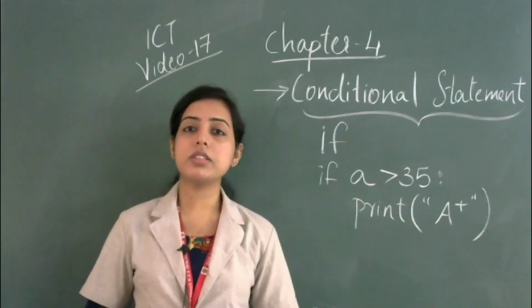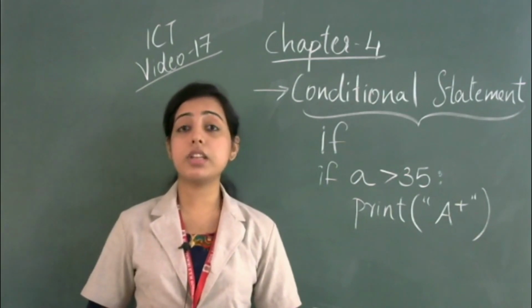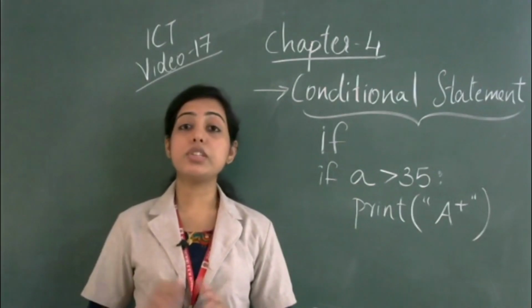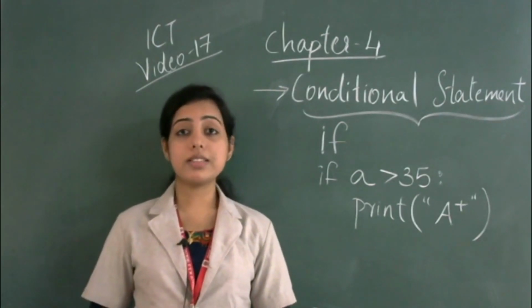So hope you are all clear about this session. In today's class we have discussed 2 small programs. One is how to find the sum total of angles of a polygon by using the equation s equal to n minus 2 into 180, using the eval function and input function. And the second program was examining the score to check whether you have scored above the required mark, checking whether that statement is correct by using a conditional statement called the if statement. By using the if condition, we can check whether a condition is correct. Okay, so these are the 2 programs which we have discussed in today's class.